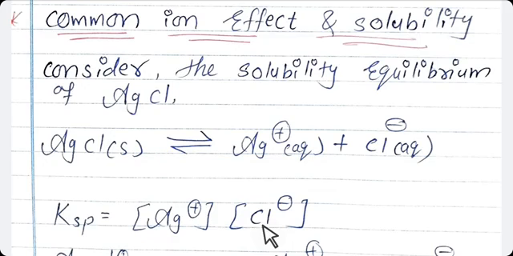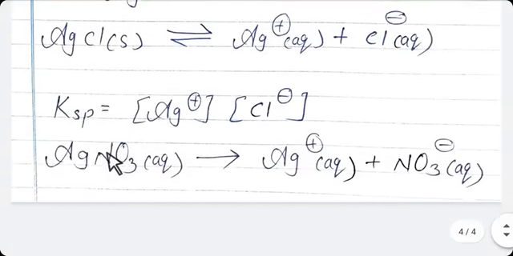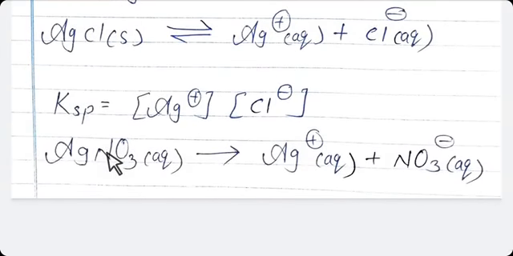Now suppose we are adding silver nitrate, AgNO3, to the saturated solution of AgCl. AgNO3 is a salt and a strong electrolyte and it dissociates completely in the solution. So the reaction for AgNO3 is AgNO3 aqueous gives Ag plus aqueous and NO3 minus aqueous.